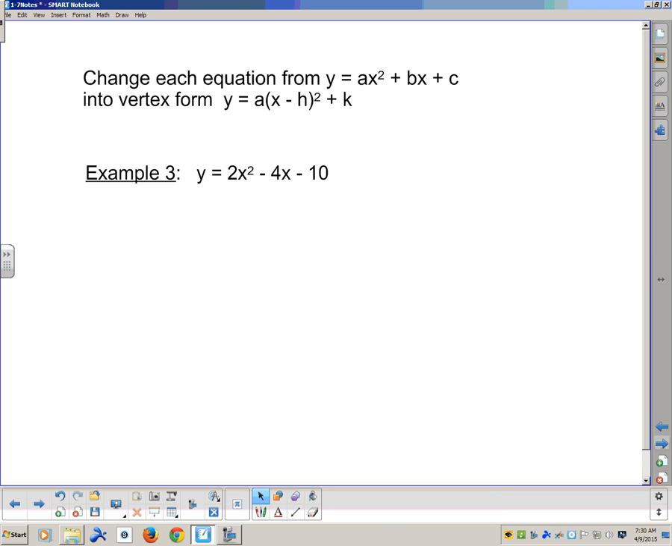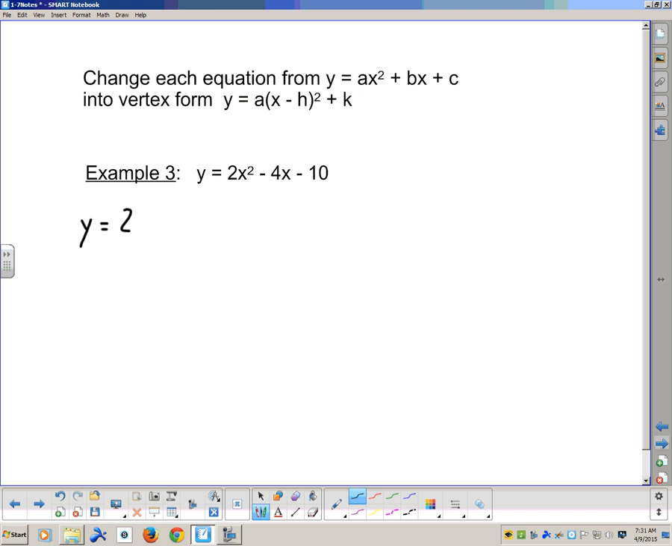So now we've got a little different one here. This one here, notice you've got a 2 in front. That's not very good. So we're going to pull it out in front so we can work with it first. I'm going to pull that 2 out because we need to have 1x squared there in front.